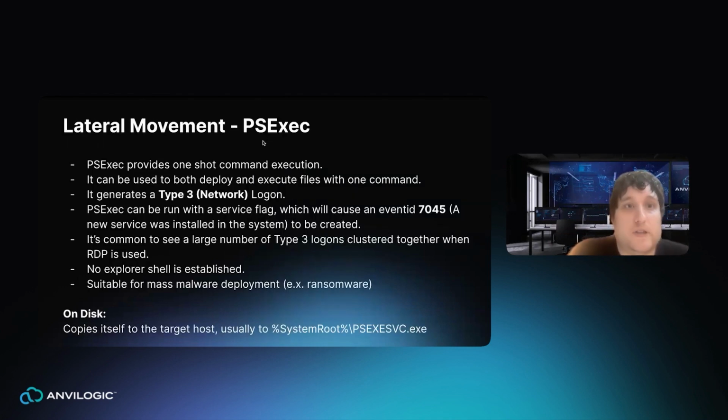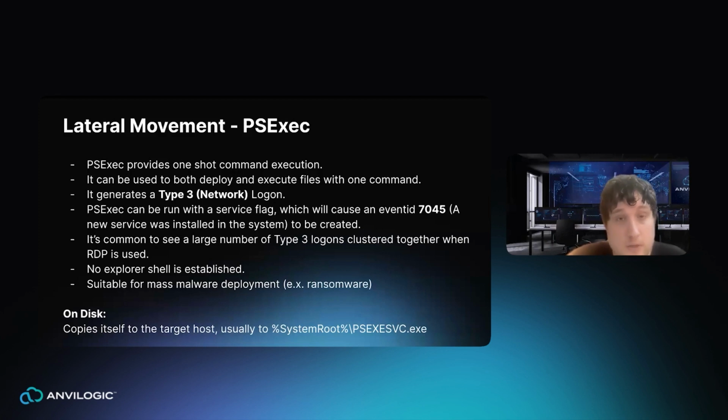Okay. Next one is PSExec. And this is a very common way to execute stuff on other machines on the network. It's great for doing stuff at scale. Let's say you want to deploy ransomware on 100 machines or 1,000 machines. PSExec would be a good candidate for that, just because you can do it in one command. You can infect 1,000 machines if it's properly set up.